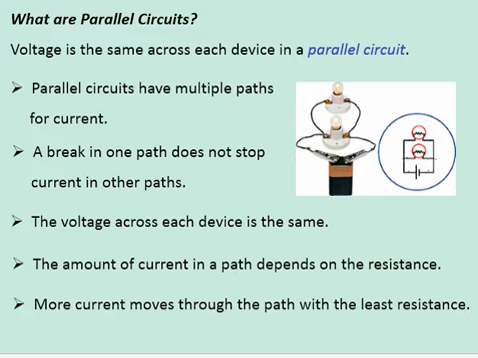The amount of current going through a path is going to depend on the size of the resistor in that path. But the rule is that more current will move through the path with least resistance. So when you have devices connected in parallel, that's a good way to check to make sure that you're doing your math okay. If you calculate the amount of current going through something, it should have a larger number if it's the smaller resistor.